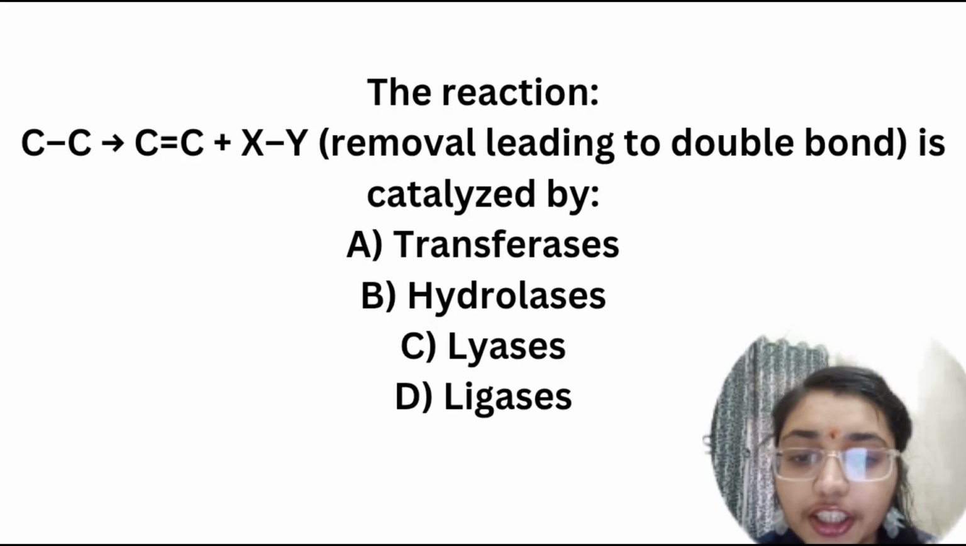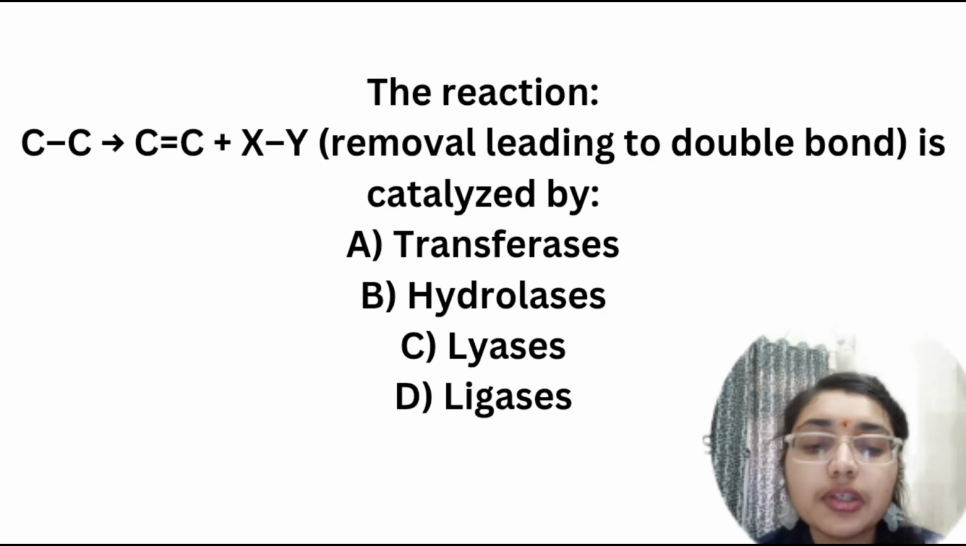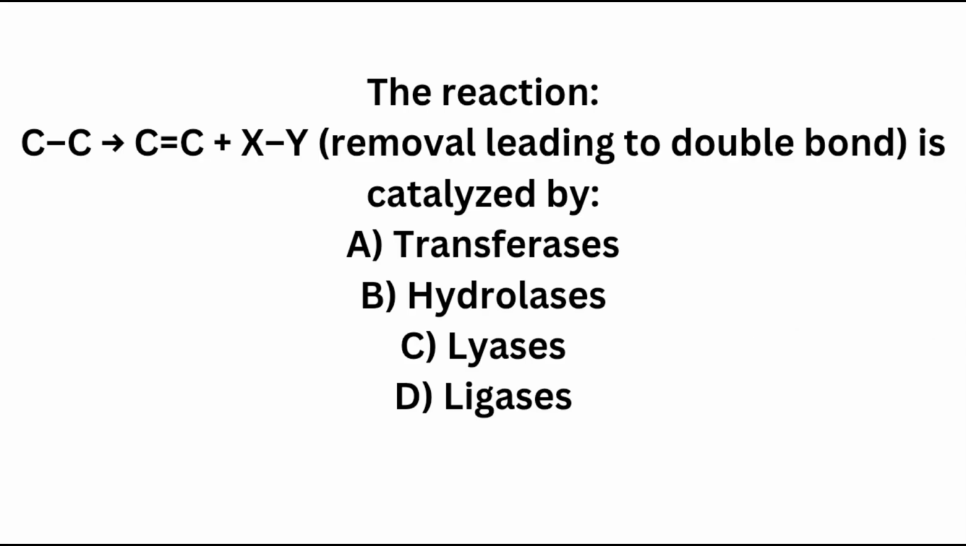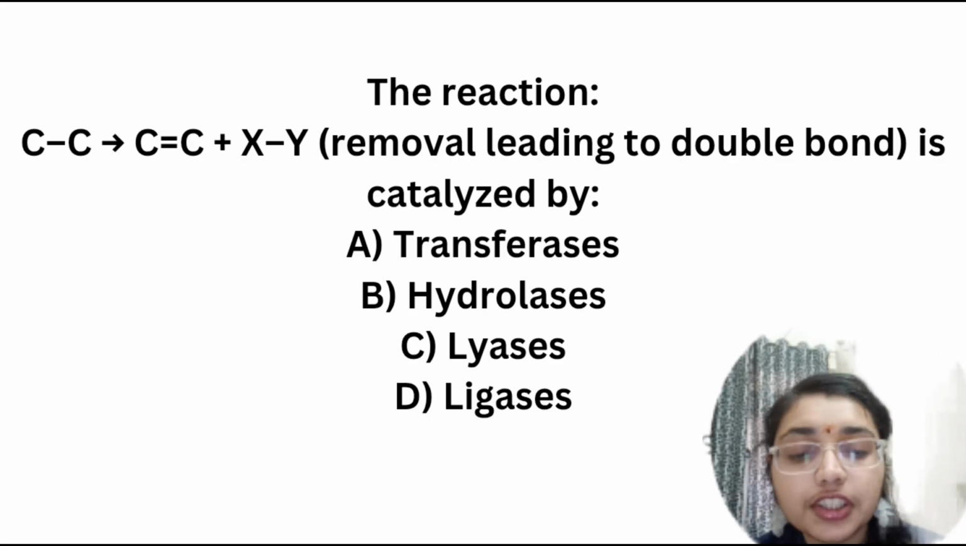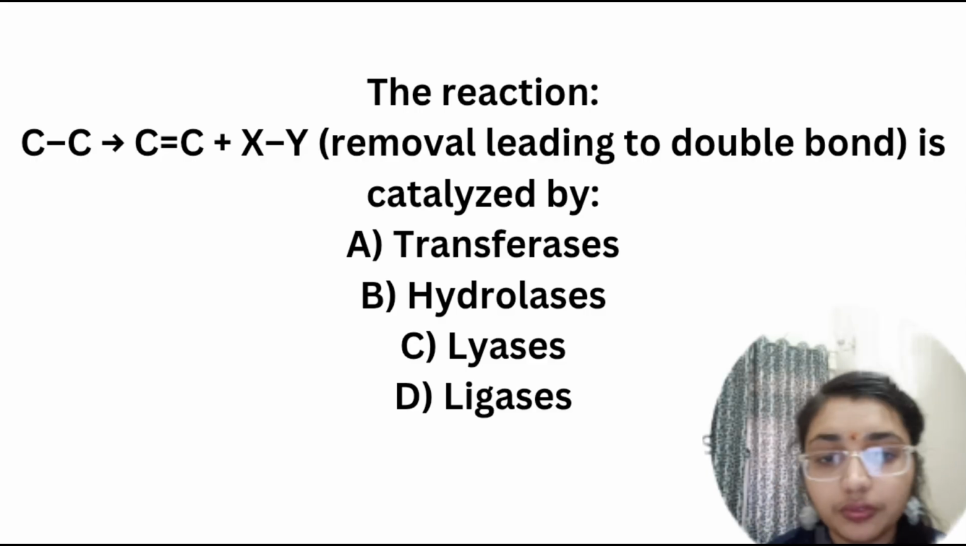Next question is the reaction: carbon single bond carbon, giving carbon double bond carbon plus X and Y. It removes a group, leading to a double bond. Option transferase is used in transfer, so this is not the correct option. Hydrolase is also not the correct option. Lyase is the correct option, and not ligase. Now why, we will know.